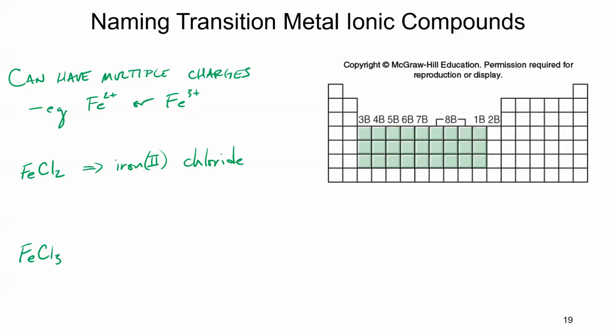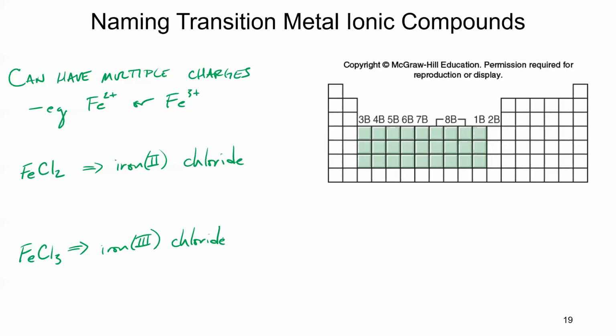Now, I'll tell you right now, students get tricked up with this because they want there to be 2 iron atoms, because it's iron 2, right? That 2 does not refer to the number of atoms, it refers to the charge on the metal. And so for this bottom one, where it's iron with 3 chlorines, what do you think the name is going to be? Iron(III) chloride.